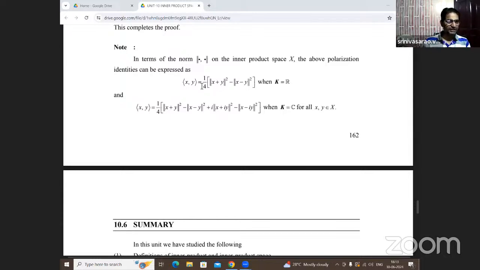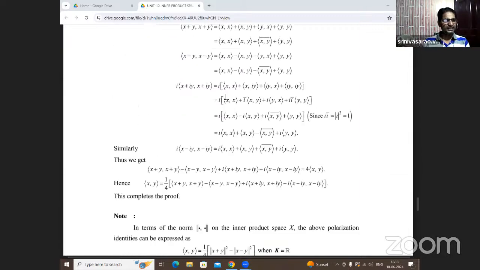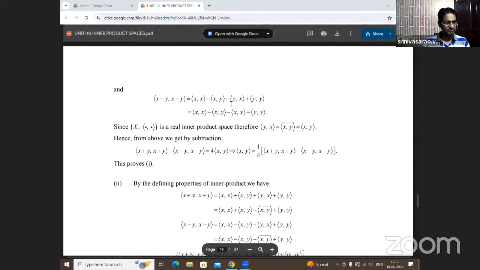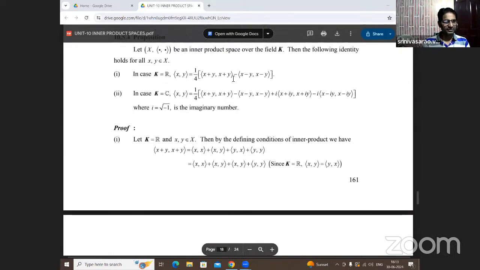So, to state and prove the polarization identity, first of all, norm x plus y whole squared means the inner product of x plus y and x plus y. This is the first identity. Second one, norm x minus y whole squared.